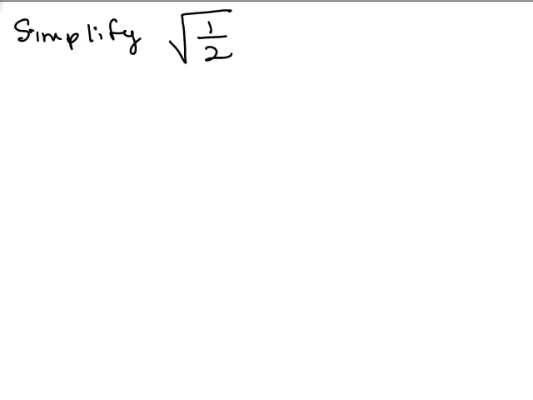All right, let's look at this problem. Simplify the square root of 1/2. Well, this would be the square root of 1 in the numerator over the square root of 2 in the denominator. And the square root of 1 is 1, and I get 1 over square root of 2. Now, there's something we do in math. We don't leave answers with square roots in the denominator.